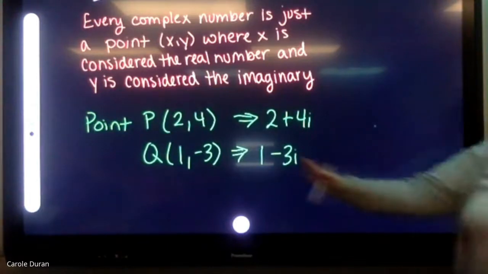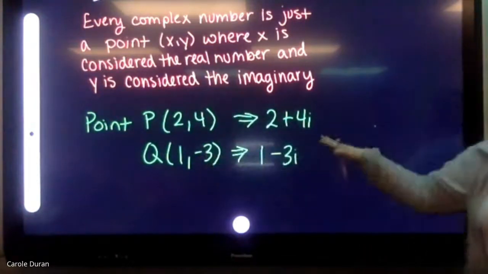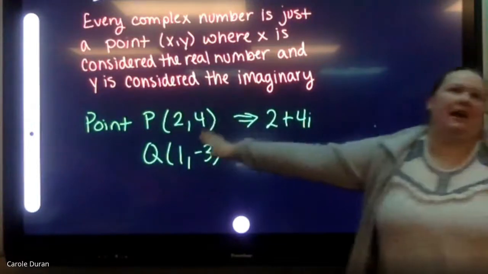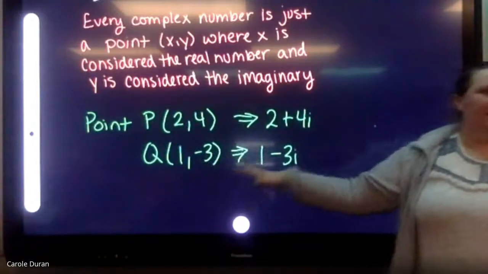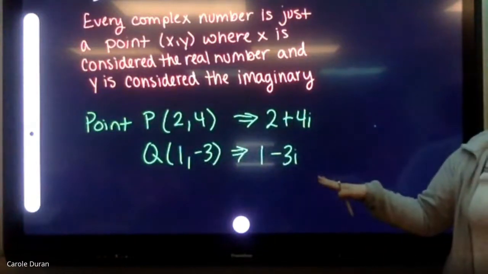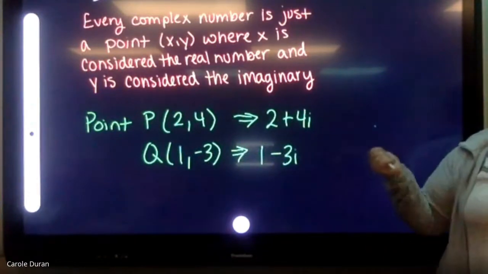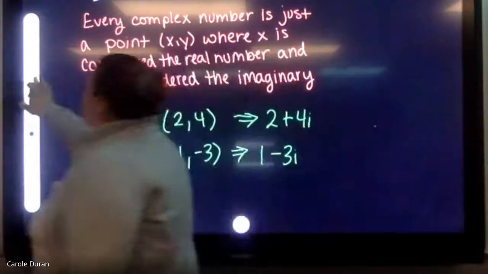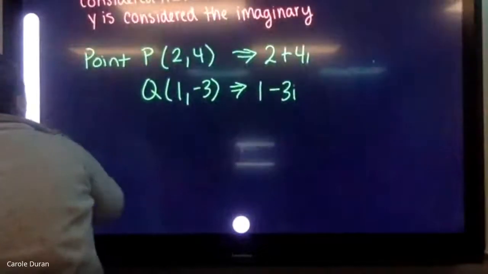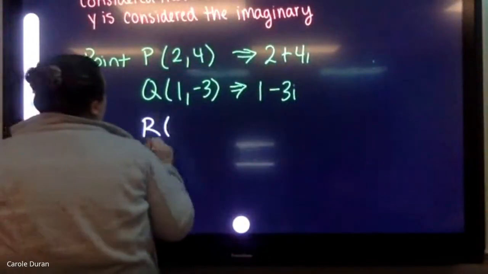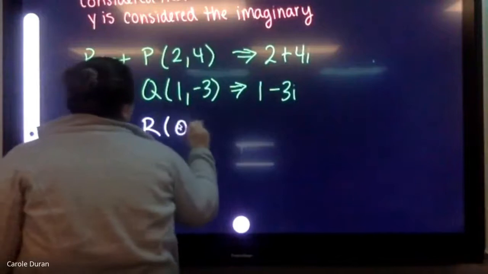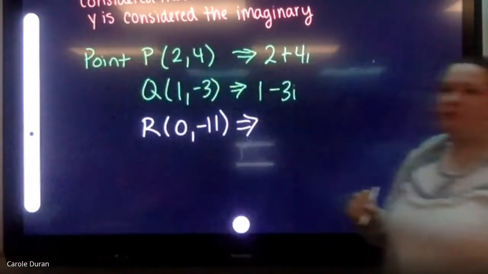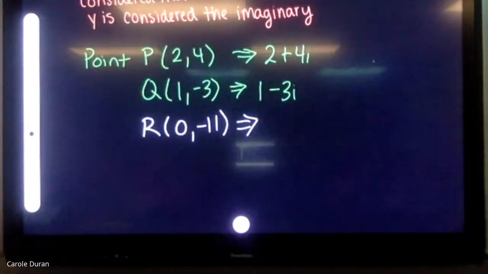Is everybody okay with how to take a point and rewrite it as a complex number? Anybody not see how we changed these? Yes, it will always be i because i is the imaginary portion. So I'm going to give you one to change yourself, and then we'll move on. So this will be point R, and it is going to be 0, negative 11. And I would like for you to rewrite that as a complex number.